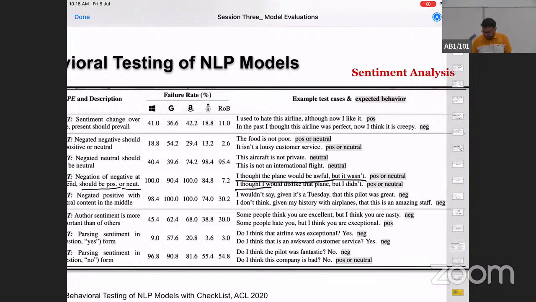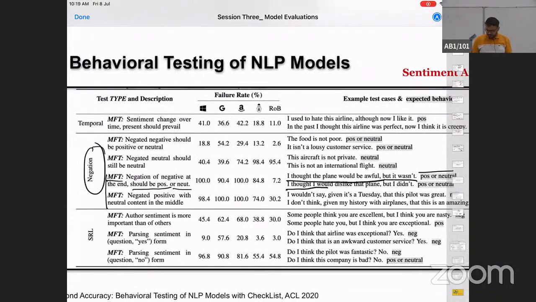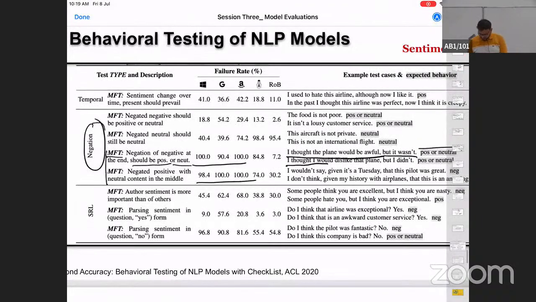Okay, what about this? I thought I would dislike that plane, but I didn't. So you have a negative sentence, and at the end I am again negating that negative sentence, right? Our expectation is that it should predict either positive or neutral. And see the failure rates of these popular models. In almost 100% of cases, they are failing, right? And these are production level systems which people are buying for millions of rupees. Okay, very good.